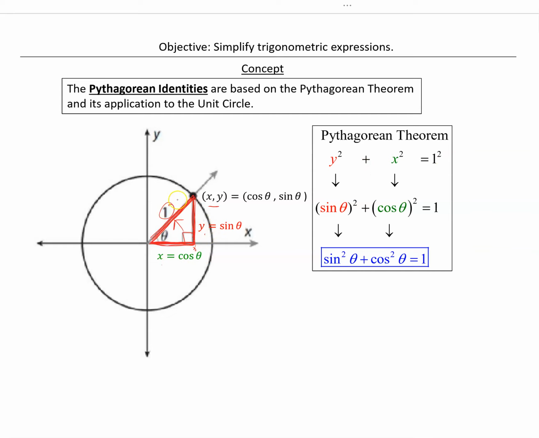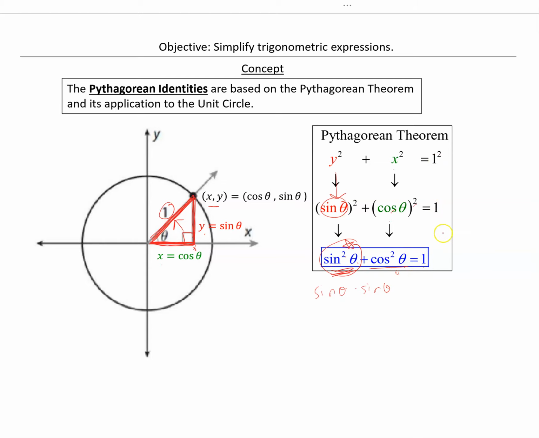You can also do x squared plus y squared equals 1 squared, but the identity is generally written with sine first, so that's why it's written this way. y is our sine, so we get sine squared. Make special note of how we write sine theta squared, which is read sine squared theta, but it means sine of theta times sine of theta. And then x is cosine, so we get cosine theta squared, written cosine squared theta, which means cosine theta times cosine theta. And 1 squared, of course, is still 1.